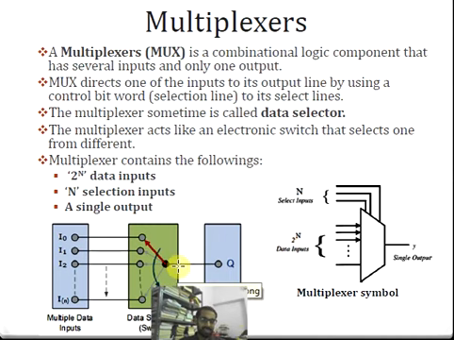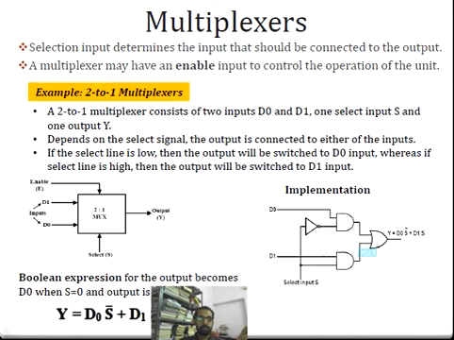This is just a representation. You can see here there are many inputs, and this data selection, which can also be called an electronic switch, will connect one of these inputs to the output. So you will see only a single output. In some cases there will be an enable pin. In order to have this device work, there should be an enable activated, as you see here.